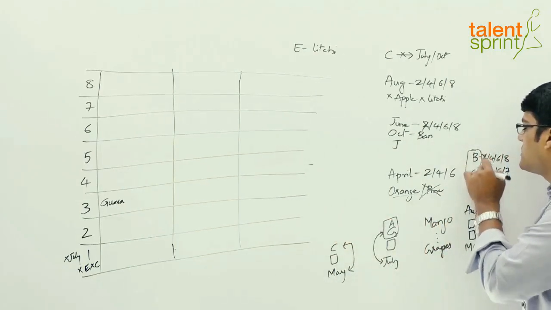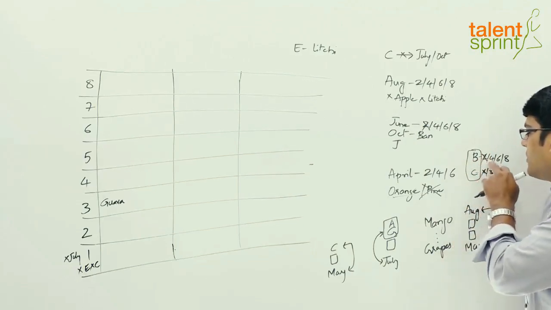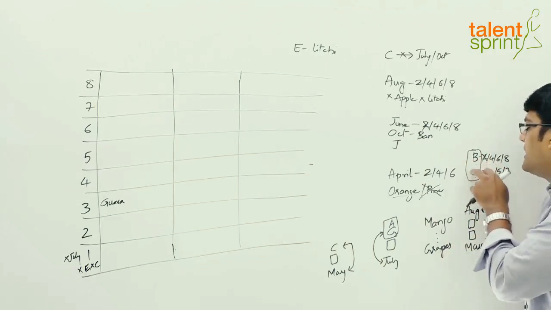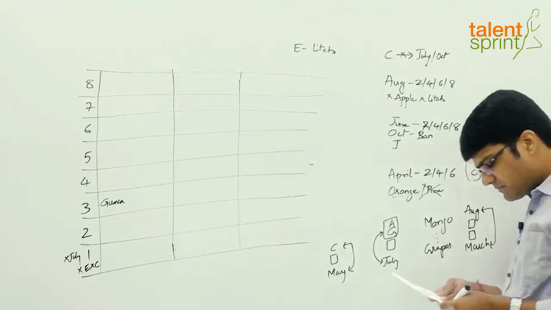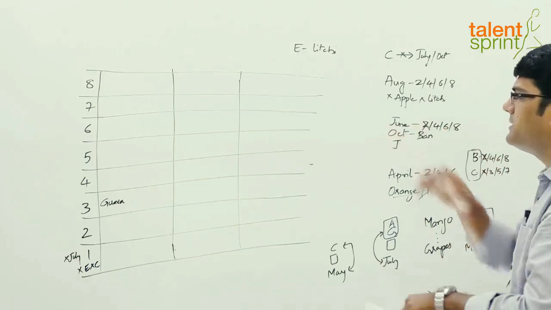If 1 is ruled out, 2 also is ruled out. So B will come on 4, accordingly C would come on 3. Or B and C will take 6 and 5. Or B and C would take 8 and 7 respectively. Alright, so I think these are the points. Let us start applying it now.